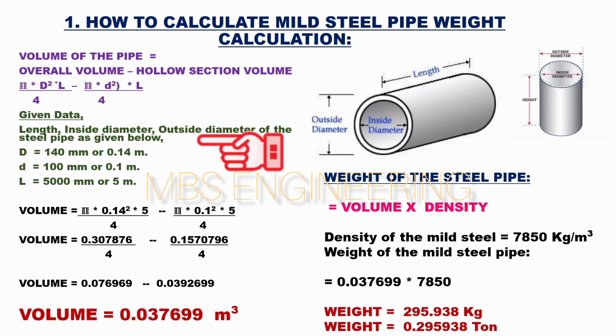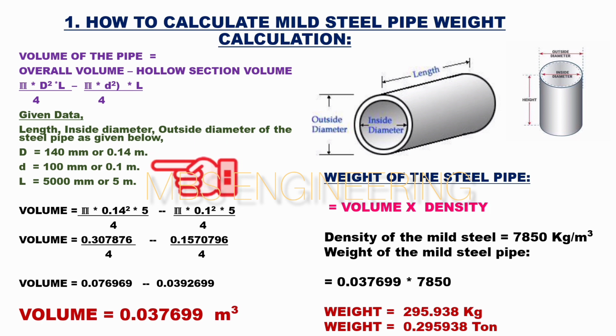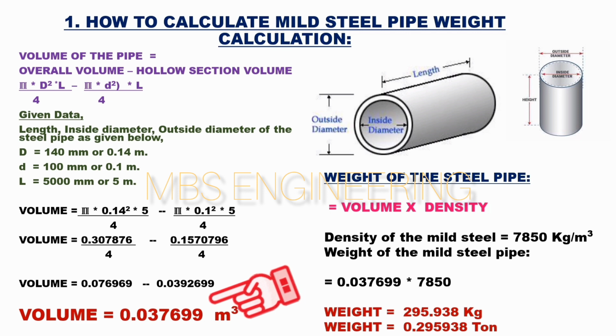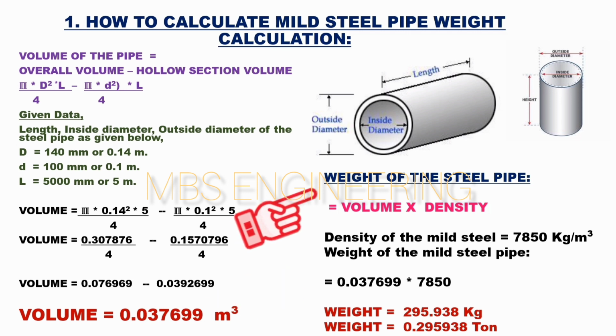Please refer to the steel pipe snaps. The given data is length, inside diameter, and outside diameter of the steel pipe. The first data, outside diameter or capital D, is 140 mm or 0.14 meter. Next, inside diameter or small d is 100 mm or 0.1 meter. Next, the length of the steel tube is 5000 mm or 5 meters. Based on the above equation and the given data, the volume of the steel pipe is 0.037699 cubic meters.